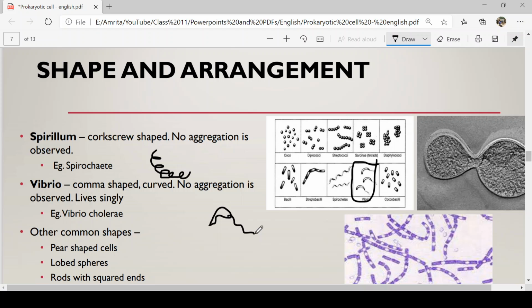Here also, again, they occur singly. There is no aggregation or grouping that happens in the case of vibrio as well. An example is Vibrio cholerae. Vibrio cholerae causes cholera.